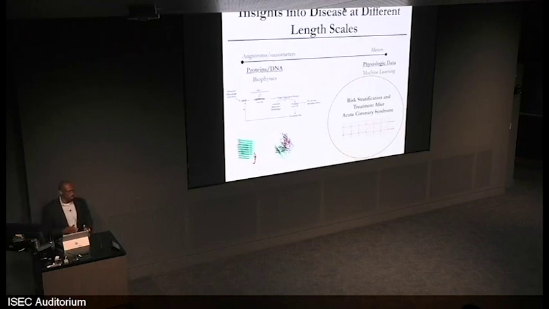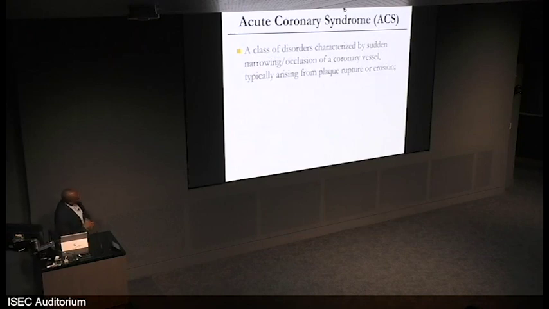I think in order to make the subsequent discussion the most informative, I need to just talk a little bit about acute coronary syndromes and a little bit about the type of data that we use to make these inferences. So what is an acute coronary syndrome? It's a class of disorders characterized by sudden narrowing or occlusion of a coronary vessel, typically arising from something like plaque rupture or erosions. So the clinical description is somebody's walking down the street, all of a sudden they have lots of chest discomfort, they fall to the ground, and they're dead. And you hear of this happening every now and then with particular celebrities and even family members.